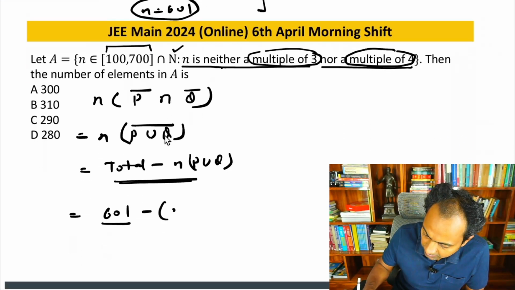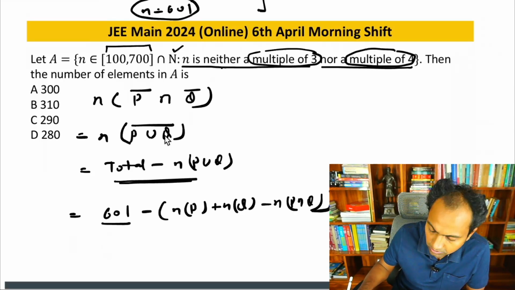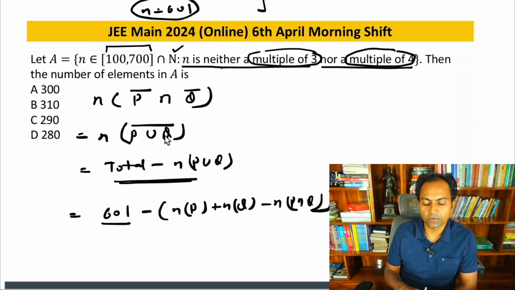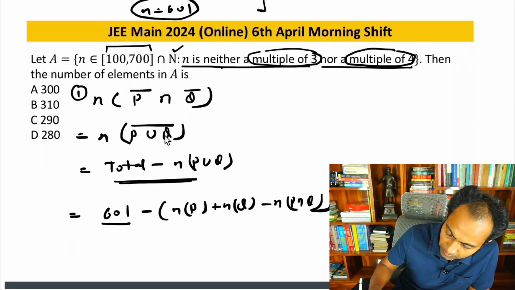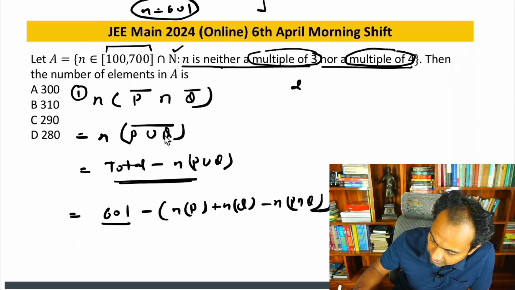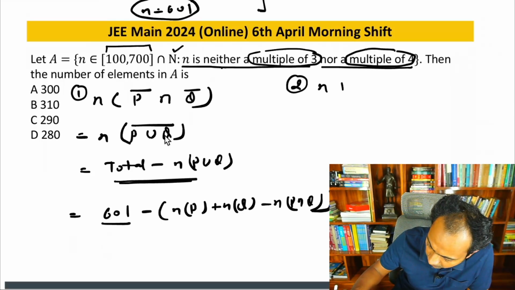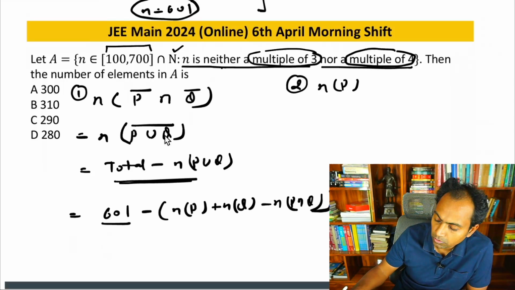Minus, this can be written as the number of elements in P plus the number of elements in Q minus the number of elements in P intersection Q. This is what we need to figure out. So you can see that this was the first part of the question. In the second part, we will have to figure out the number of elements in P. How to figure that out?